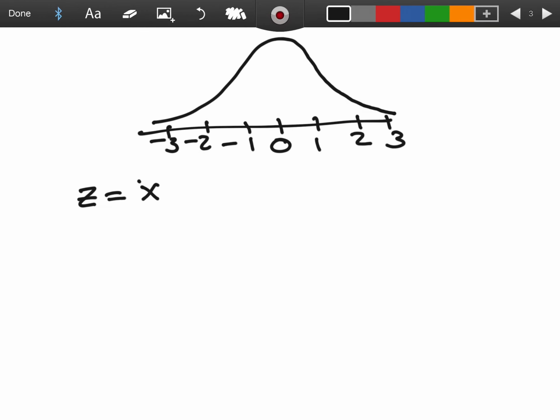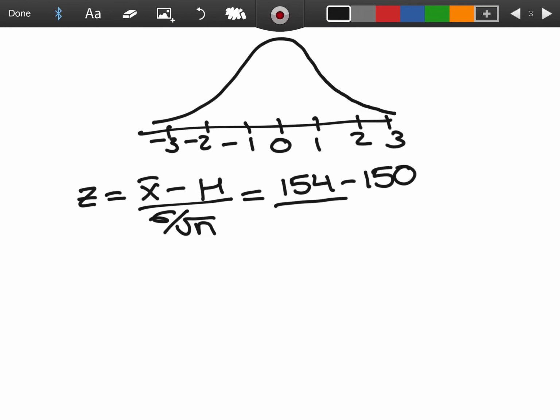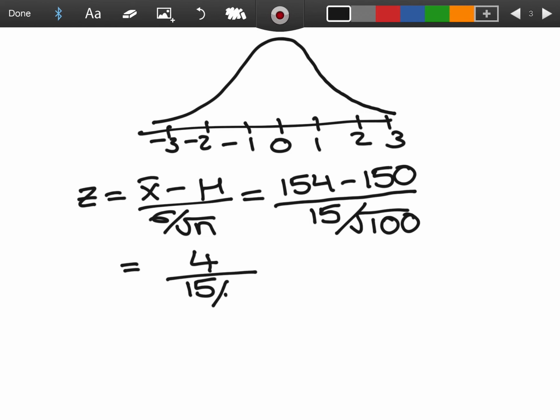So we know that Z is the sample mean minus the population mean over the standard deviation over the square root of the sample size. So our sample mean is 154. Our population mean, which is the mean that we thought it would be, is 150. Standard deviation was given to be 15. And then our sample size was 100. Okay. So that's going to be 4 over 15 over 10, which is going to end up being 40 over 15.